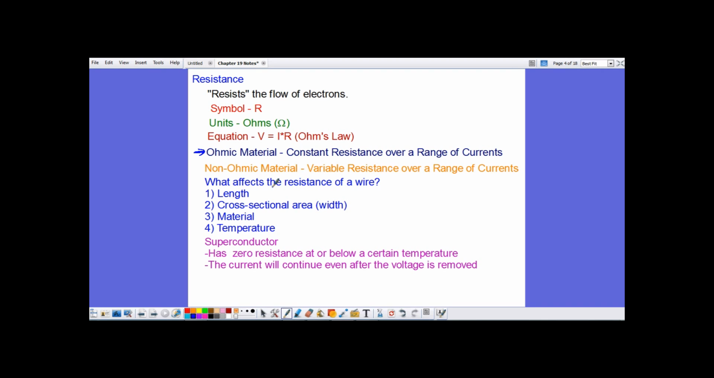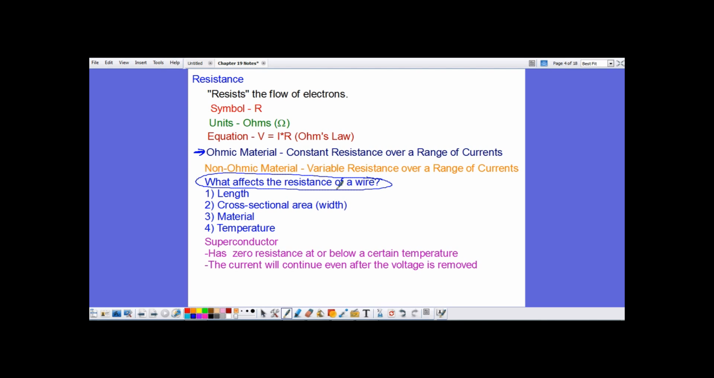So what affects the resistance of a wire? Because we were talking about resistance and we said you could have the light bulb, you could have a stereo, we're taking that, we're doing something with it. But unfortunately, those aren't the only parts of our circuit that have resistance. Wire also has resistance. What affects the resistance of the wire are these things.